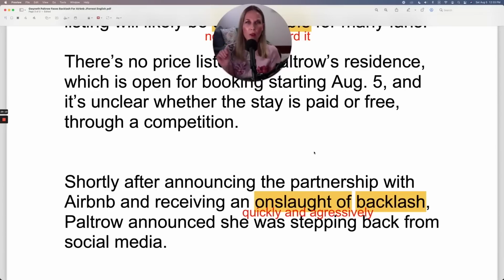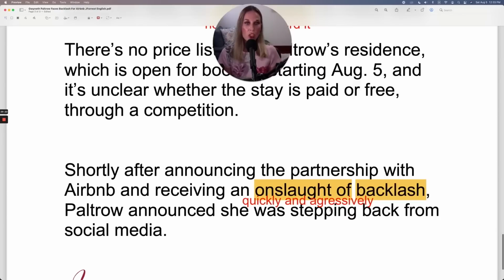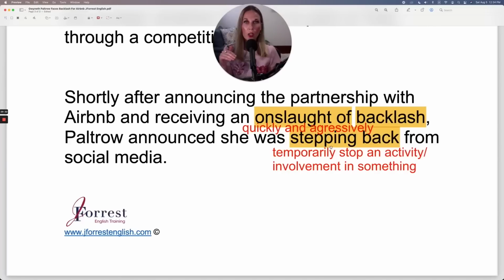This is so out of touch. Give me a break, or some sort of negative reaction. And it came quickly and aggressively, an onslaught of backlash. Paltrow announced she was stepping back from social media. Let's take a look at this phrasal verb, to step back. She announced she was stepping back from social media.